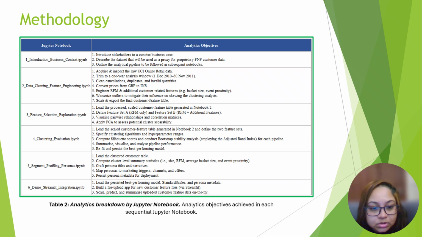Lastly, in the last notebook, an interactive Streamlit integration was built within the Jupyter Notebook. For this, the persisted best performing model, standard scaler, as well as persona metadata was loaded. Then a file upload app for new customer feature sets via Streamlit integration was built. And this was done to introduce a one-click interface for non-technical and non-data science users, to enable them to scale, predict, and summarize the uploaded customer feature data on the fly.